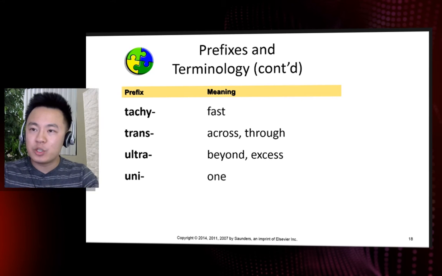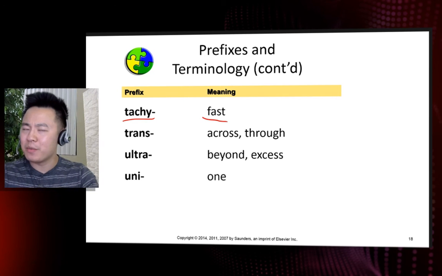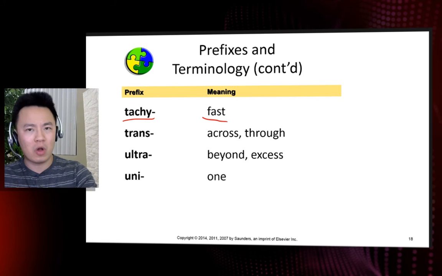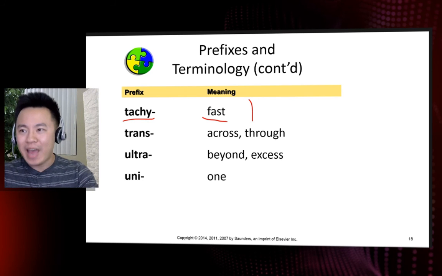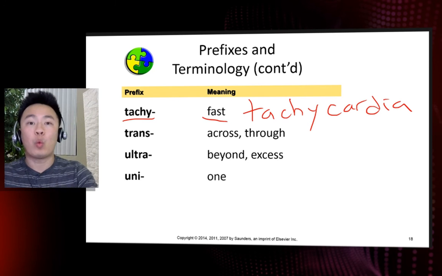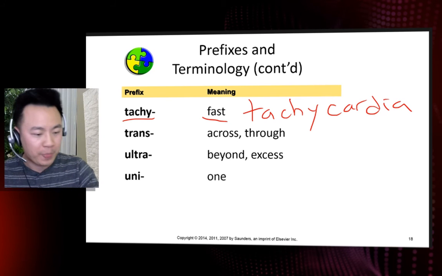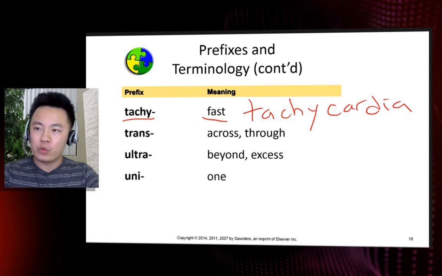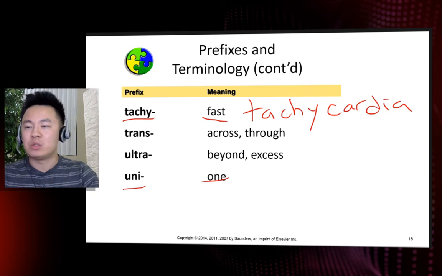Tachy here, which means fast. If bradycardia means a condition of slower than normal heartbeat, then definitely tachycardia is the opposite of that. Tachycardia here is a condition of having rapid or a really fast heart rate or heartbeat. Trans here means across or through, and definitely uni means one.